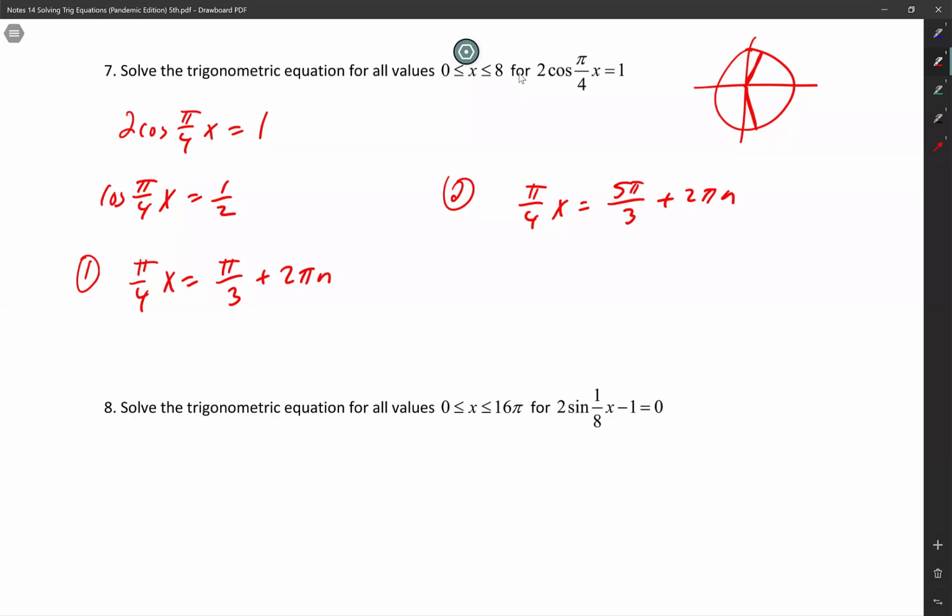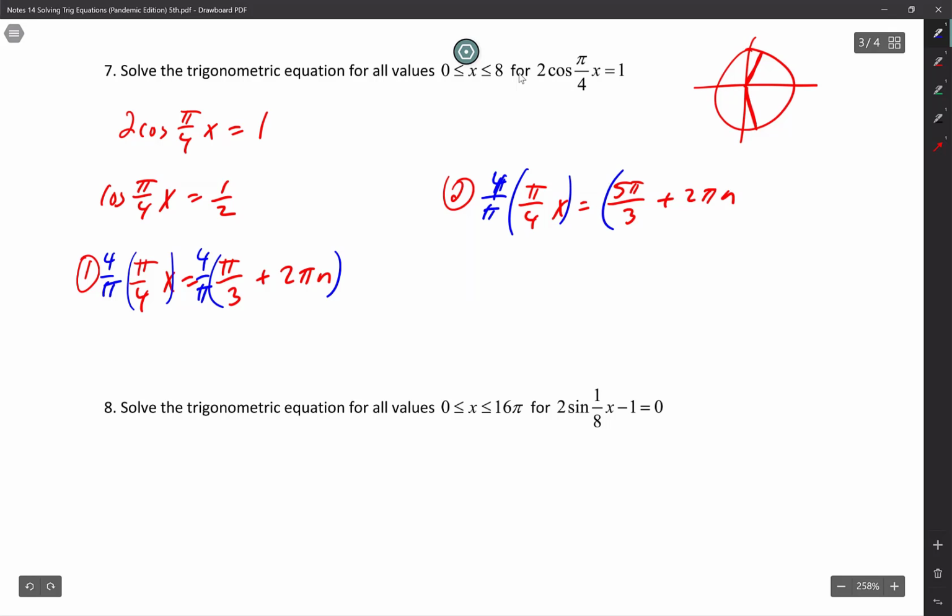Yes. Awesome. So now I'm just going to multiply by the reciprocal, guys. Whatever you do to one side, you do the other. Multiply that by 4 over pi. Multiply all this by 4 over pi. Do the same thing with equation 2. That's a 4 there, 4 over pi, 4 over pi. And we'll get our answer.